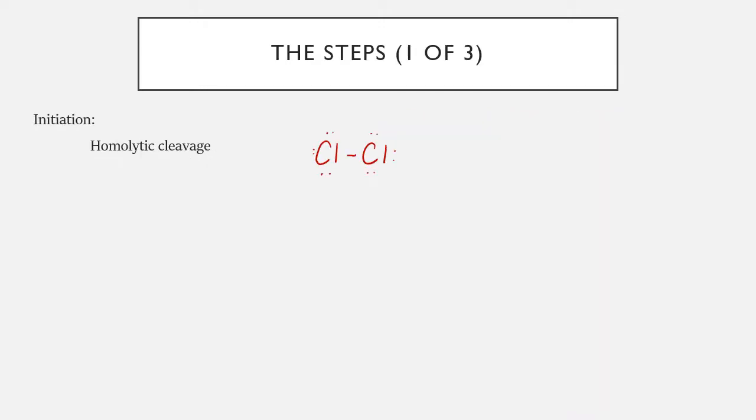As we said, ultraviolet light is used to cleave the bond between the halogens, either bromine or chlorine. When that happens, the breakage of the bond is called homolytic cleavage. Cleavage just means breakage, and homolytic just means that it's the same on each side. So when we have homolytic cleavage, we have one electron from that bond going to this chlorine, and the other electron from that bond going to the chlorine on the right.